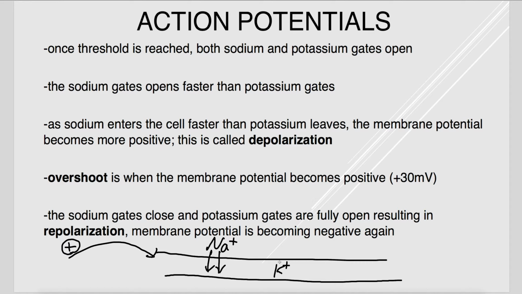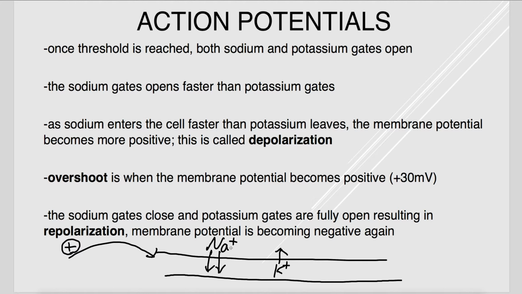Okay, and potassium gates open also. So of course sodium is going to come in and potassium is going to leave. However, sodium comes in more quickly than potassium leaves. Think of it like a door. Okay, the sodium door is completely open, but the potassium door is only about halfway open. So we have more sodium coming in than potassium leaving.